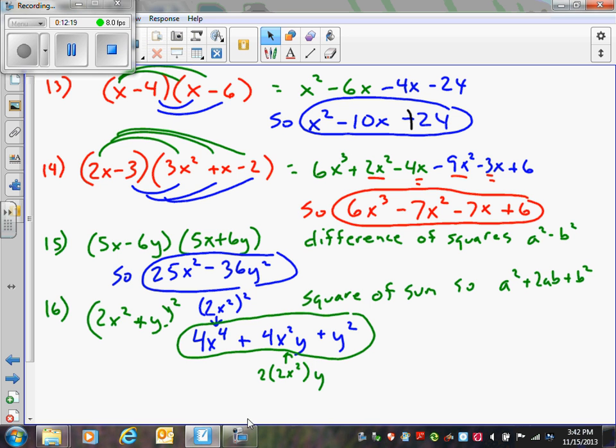2 times a times b is 2 times the 2x squared times the y. 2 times 2 is 4. I have the x squared. I have the y. Then I have y squared.